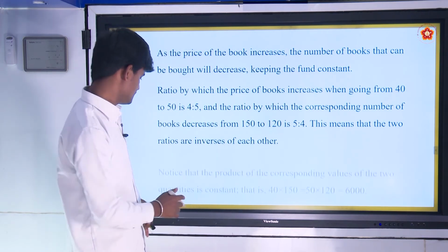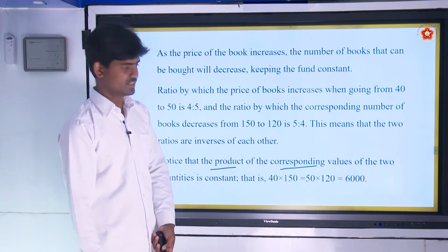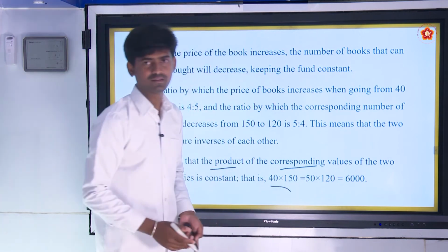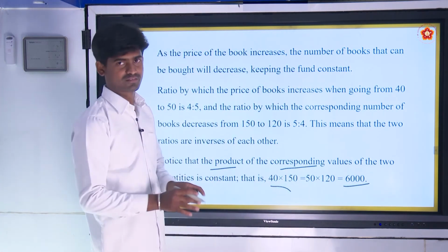See, notice that the product of corresponding values of the two quantities is constant, that 40 into 150 is equal to 50 into 120. The product will be rupees 6,000. It will be a constant.